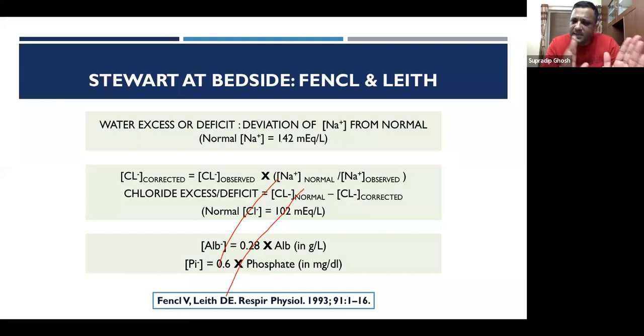If the sodium ion is high, SID is wide, and this produces metabolic alkalosis. If the sodium ion is low, SID is low because sodium and chloride are coming closer together. So this produces metabolic acidosis. We can just simplistically see the sodium ion. If the sodium ion is anything above or below 142 milliequivalent per liter, then we call it water deficit or water excess. If there is a water excess, that means sodium is low, it produces metabolic acidosis. If there is a water deficit, that is sodium is high, then it produces metabolic alkalosis.